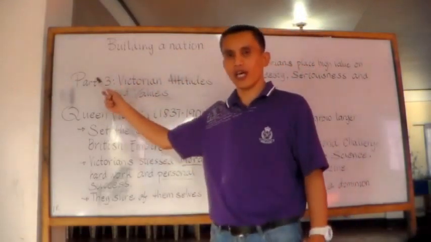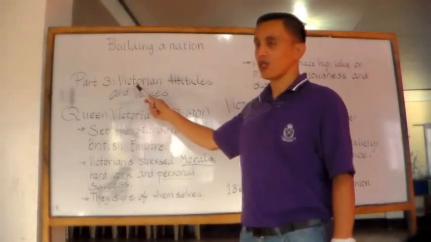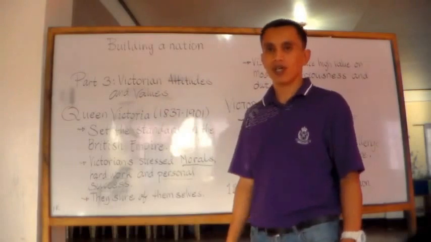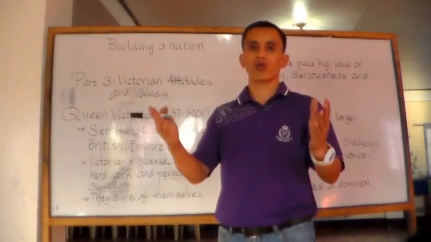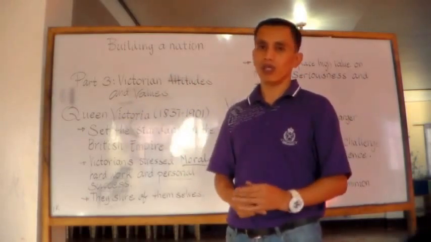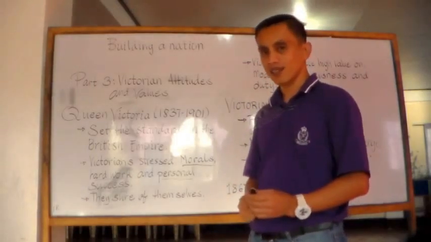We are now on the third and final part of our lecture. Part 3 is all about Victorian attitudes and values. What are the attitudes and values that Victorians show the world that they were so powerful, so successful? Let us take a look.